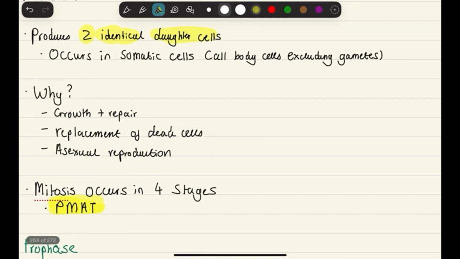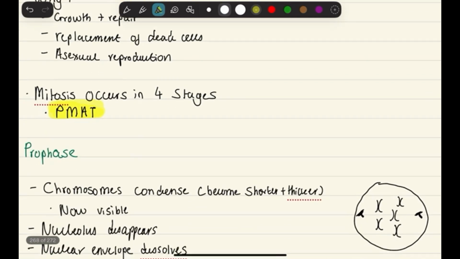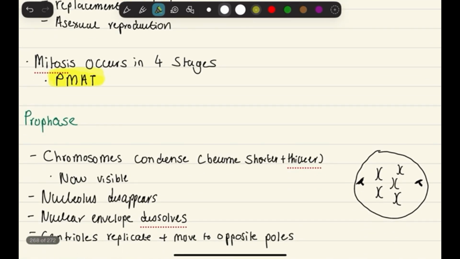Cool. Mitosis occurs in 4 stages, and as I said in the intro, we're mainly going to go by the acronym PMAT. So we're going to get into each stage, but you mainly use PMAT for your stages of mitosis. Now, the first stage that we're going to talk about today is prophase. So in prophase, what's happening? Well, we've had interphase, yeah, and now your chromosomes are going to condense. What does that mean?